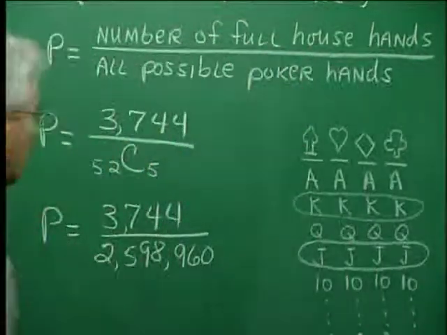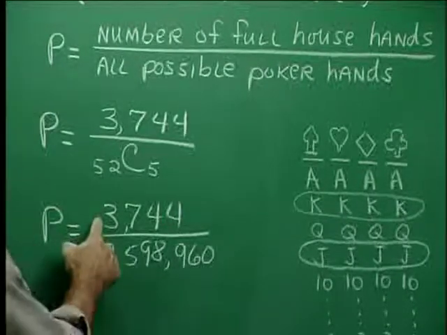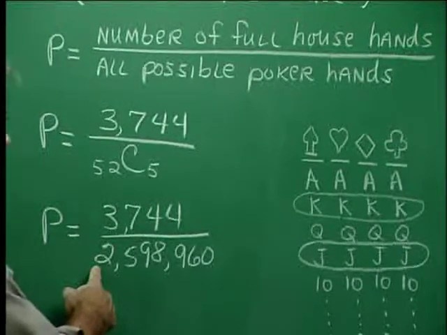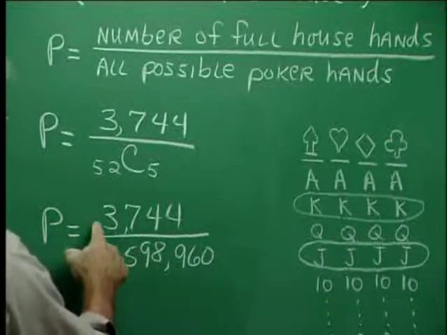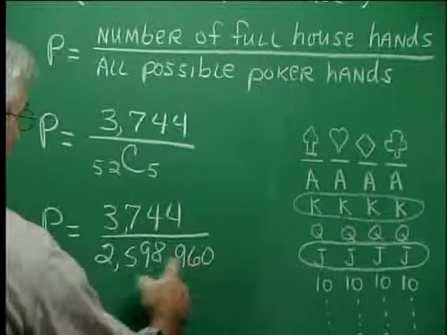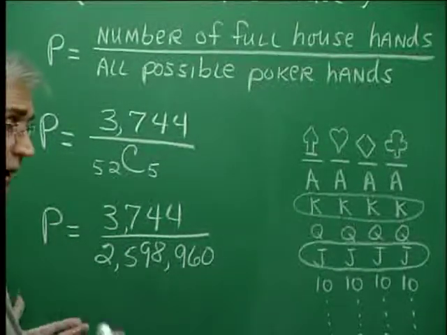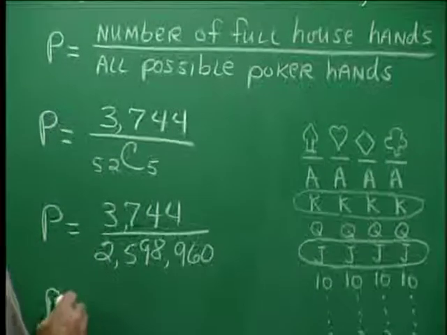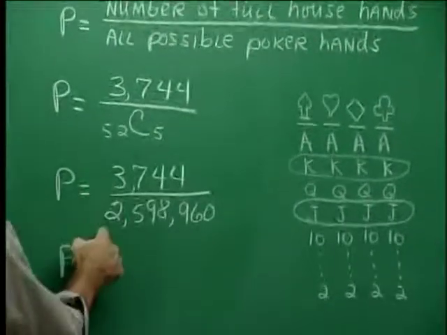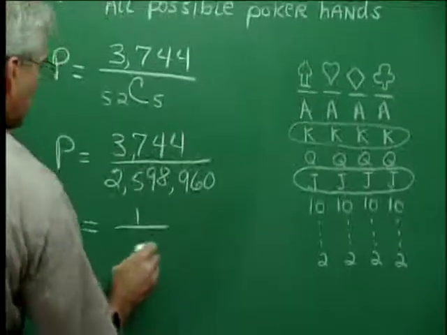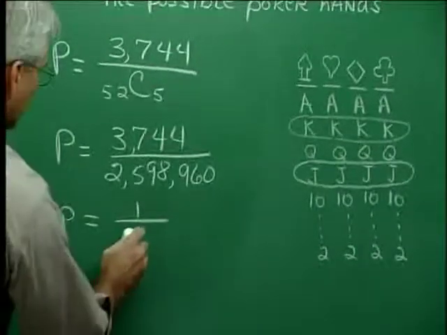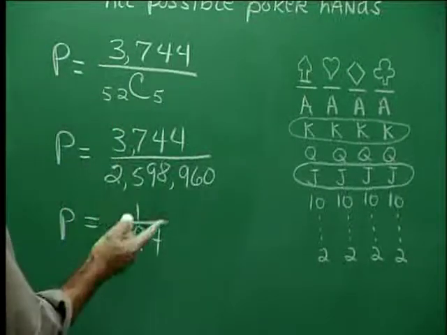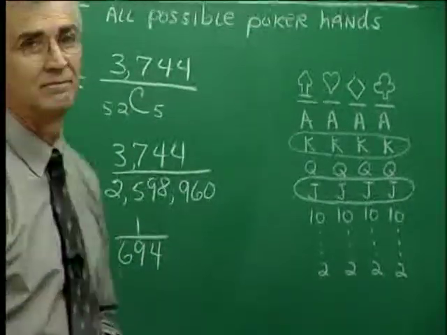If we just take the numerator and divide by 3,744 and take the denominator and also divide by 3,744. Now, it may not go evenly. The 3,744 may or may not go evenly into the denominator. But even if it doesn't, we could use an approximation there and get a better feeling for the probability number. Now, if we did that here, divide both numerator and denominator by 3,744, we would get 1 as expected in the numerator, and in the denominator we would get 694. So the probability of drawing a full house hand is approximately 1 in 694.